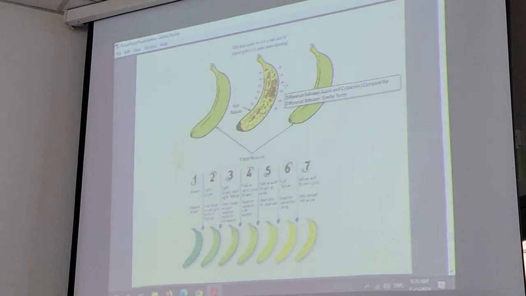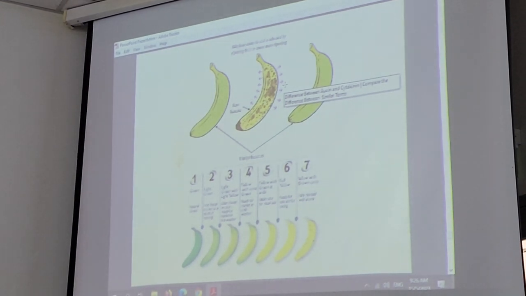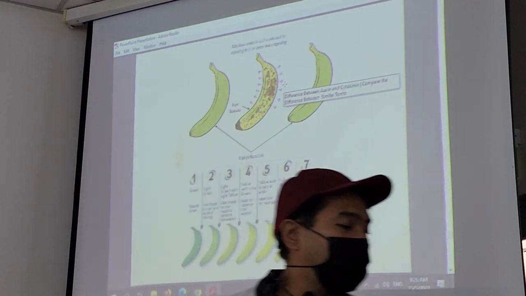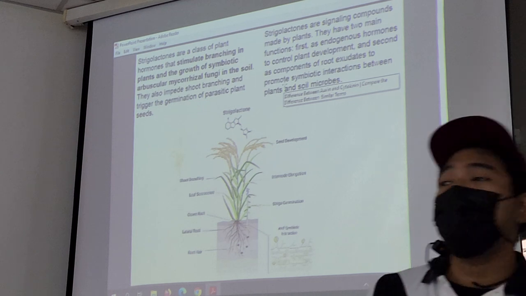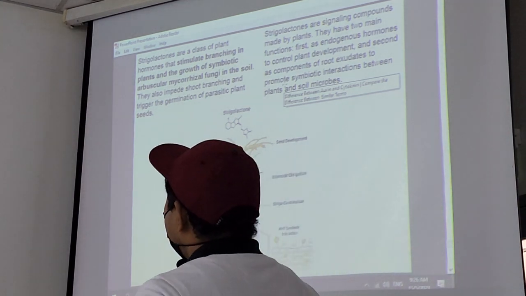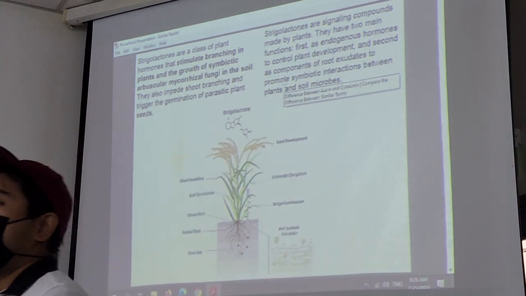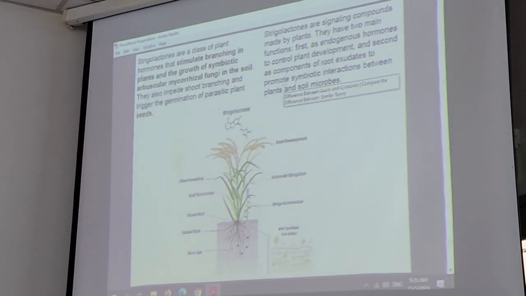What are they? Auxin, gibberellin, cytokinin, abscisic acid, ethylene. Okay, so other classes we'll look at later. Alright, I think that's all for today.